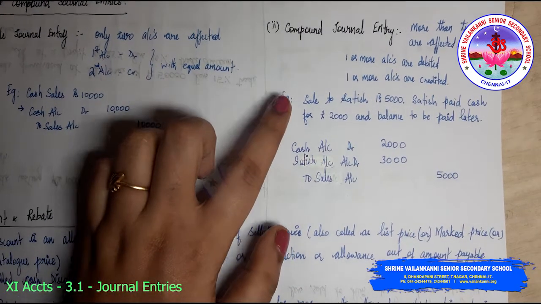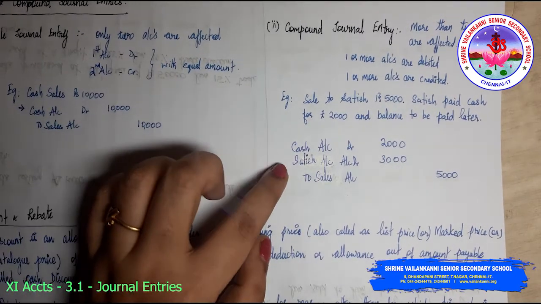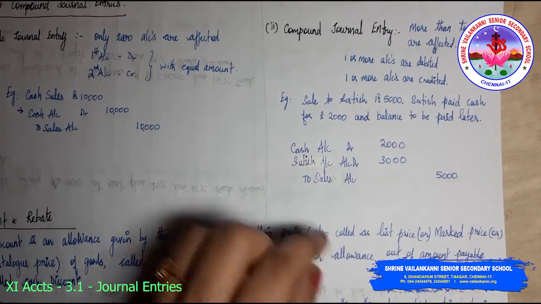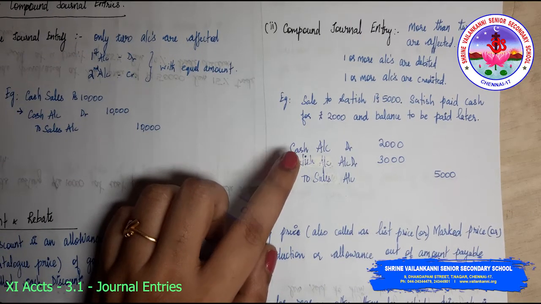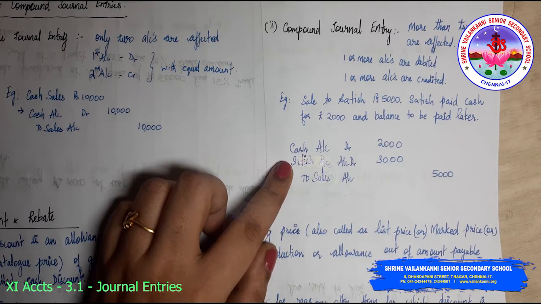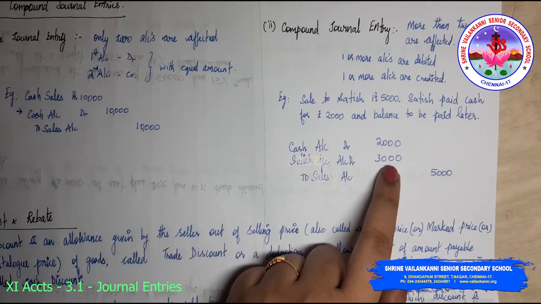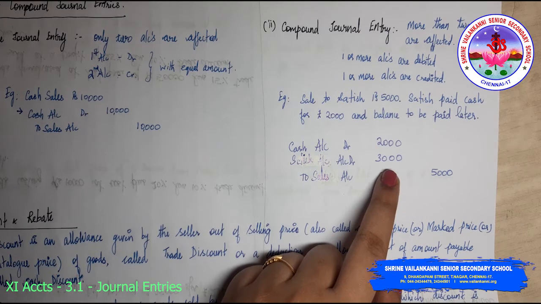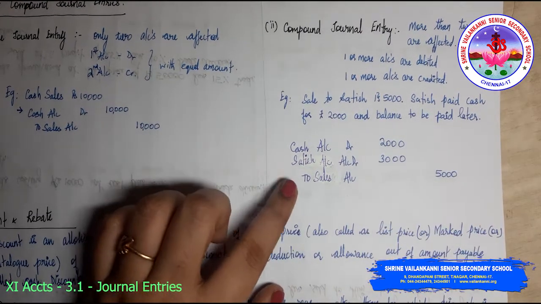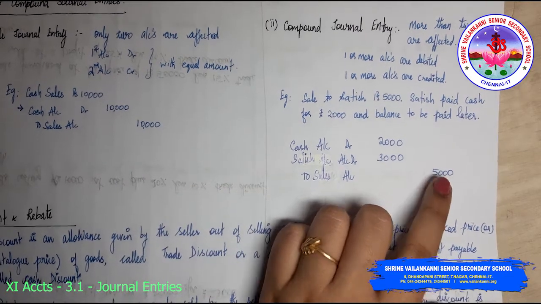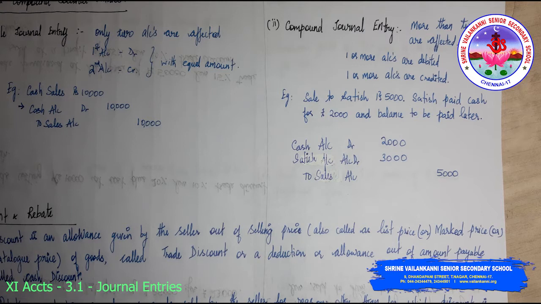Okay. So sales to Satish, he has paid us cash. No problem. Cash is coming in. Satish has to pay us 3,000 more. So he is a debtor. So debtor, when asset is increasing, you need to debit it. Okay. And Satish has received the goods worth rupees 3,000 if you are taking it in the traditional approach, and the balance to be paid later to sales account, which is 5,000. Okay. So this is how you do a particular compound journal entry.